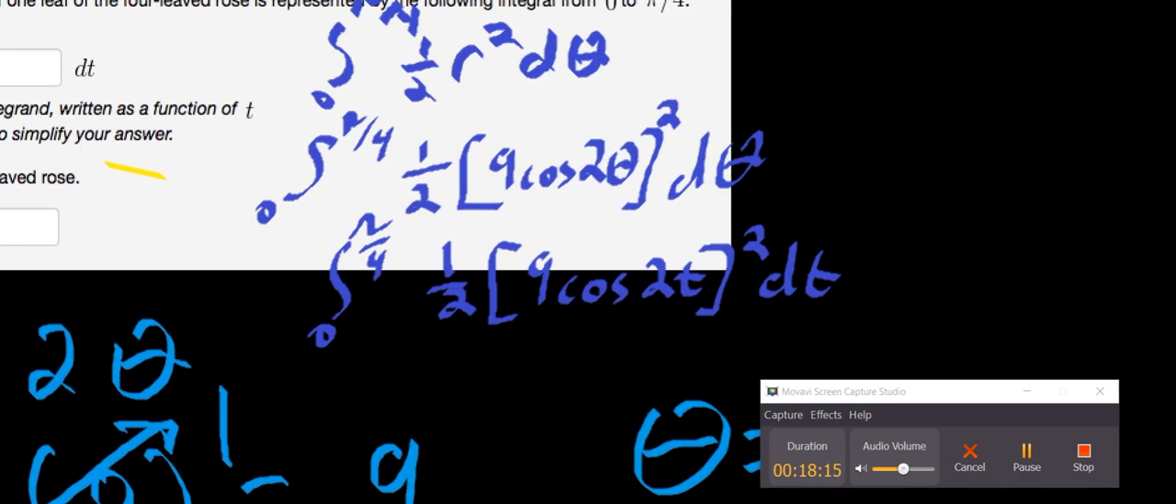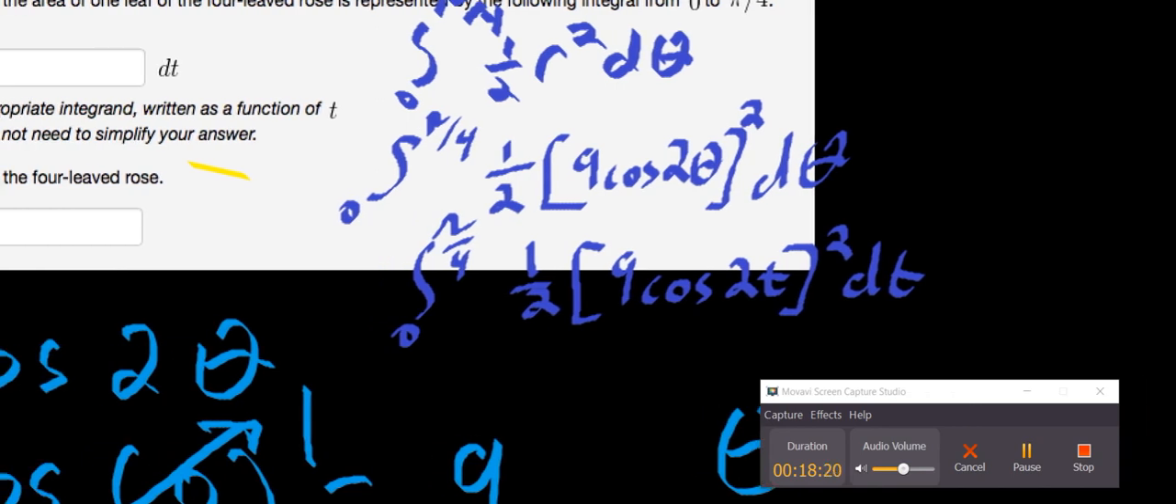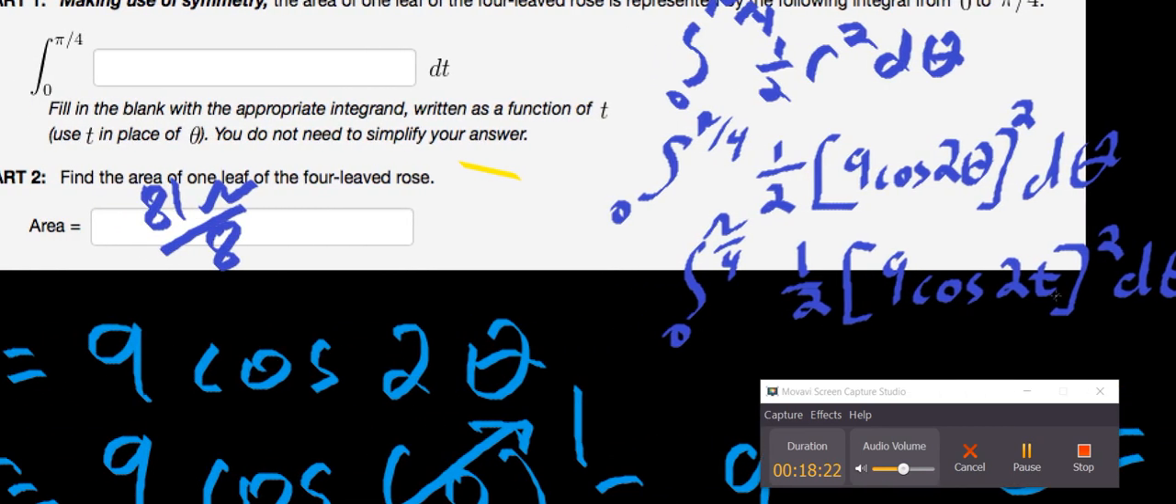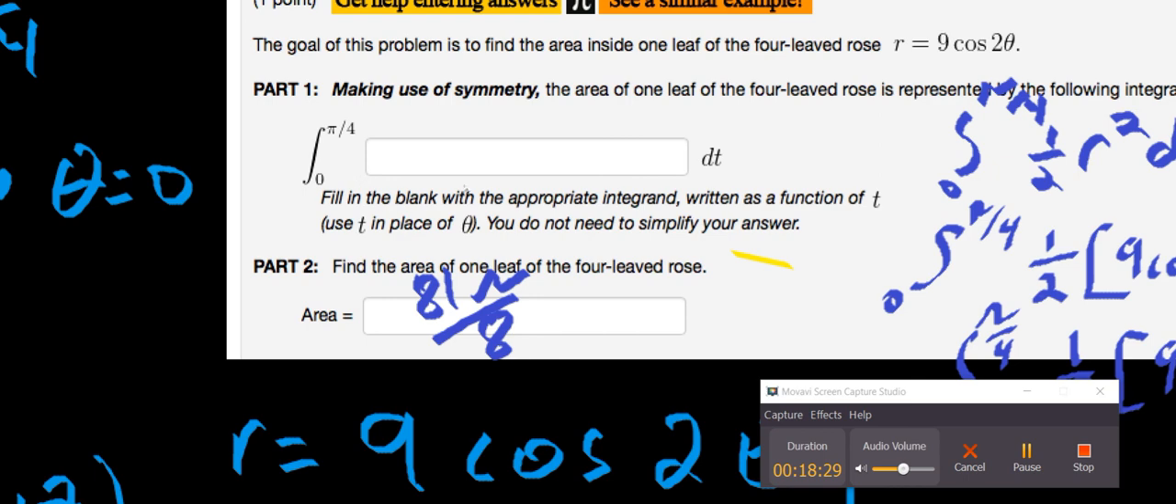Well, what did I do here? I didn't simplify it for sure. I used t in place of theta. And so I'll write this in here. So thus, therefore, our answer is the integral from 0 to pi over 4 of 1/2 times 9 cosine 2t, squared, dt.